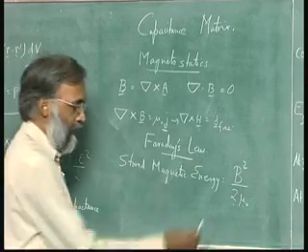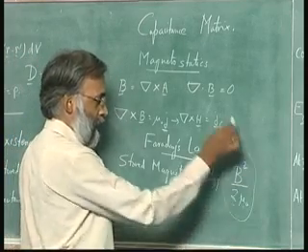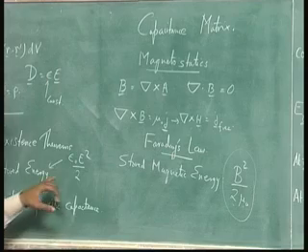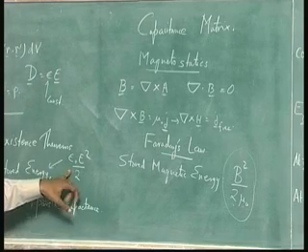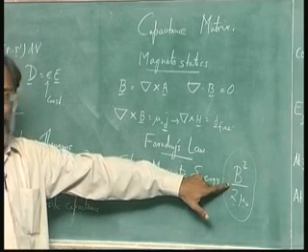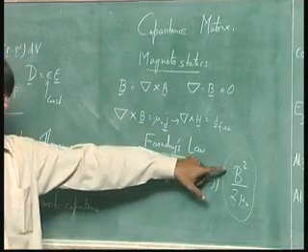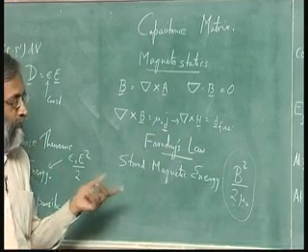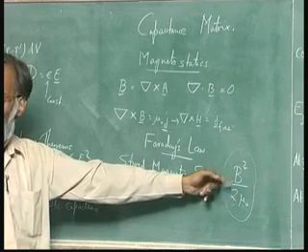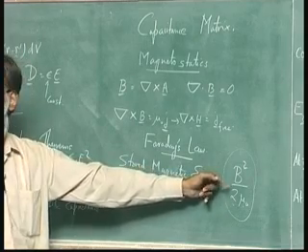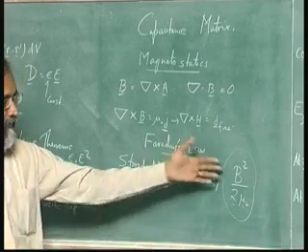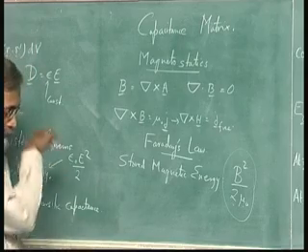But this expression is suspect, whereas this expression is a good expression. This one should not be trusted because it assumes that B is equal to mu H and mu is a constant. So it will work only for very simple systems. All interesting systems will fail this expression.